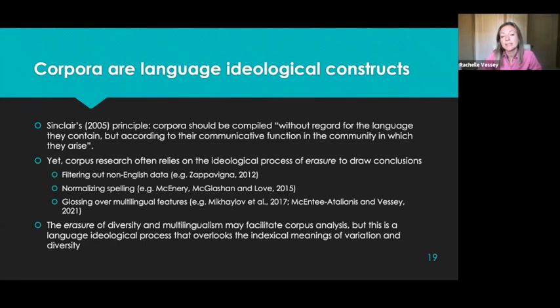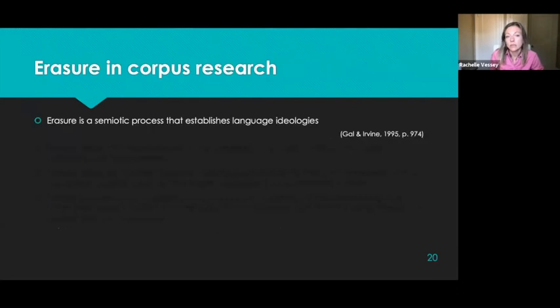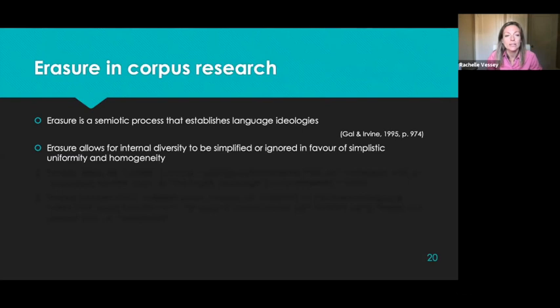Okay, so what I'm trying to say is that the erasure of diversity and multilingualism may facilitate corpus analysis, but this is a language ideological process that overlooks the indexical meanings of variation and diversity. So erasure in corpus research. Erasure is one of many semiotic processes that establish language ideologies. I could say a lot more about this. I tried to incorporate a slide about this into this presentation. It just didn't work. So I've reduced it down to these bullet points.